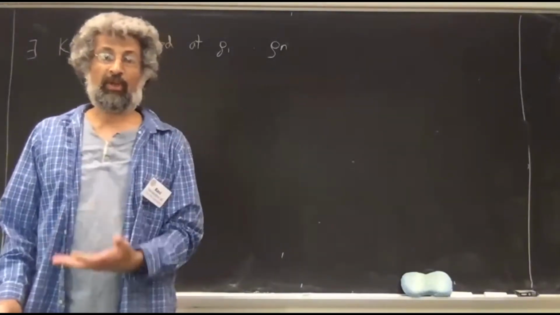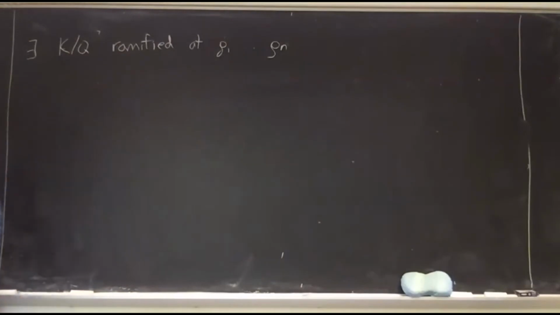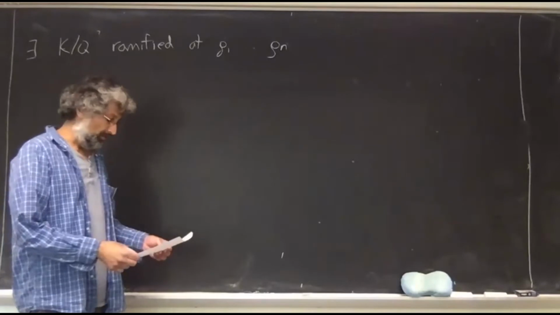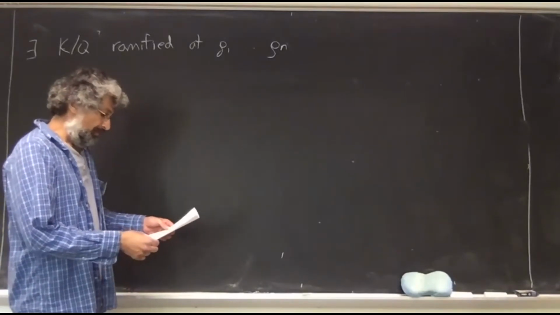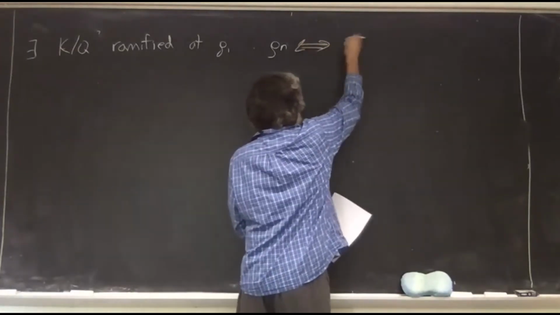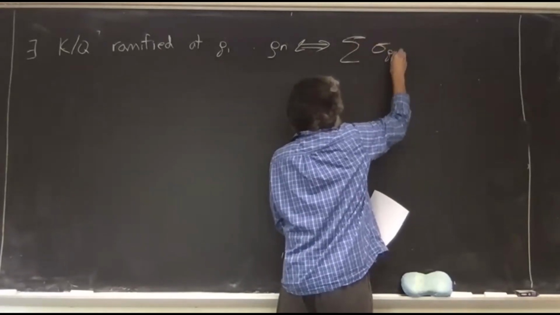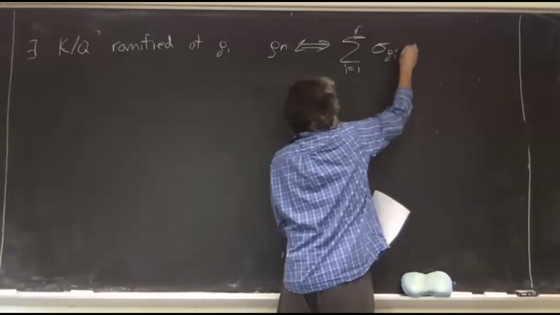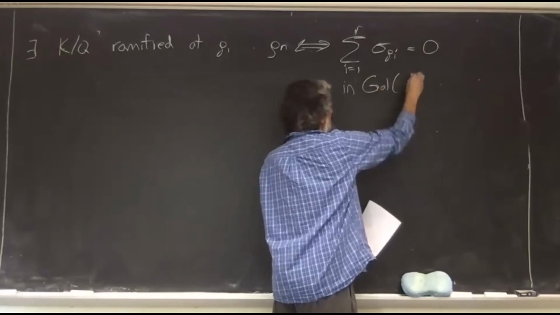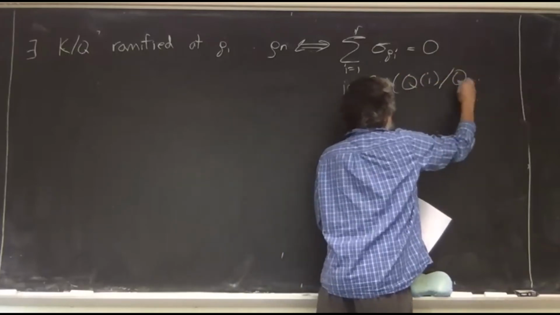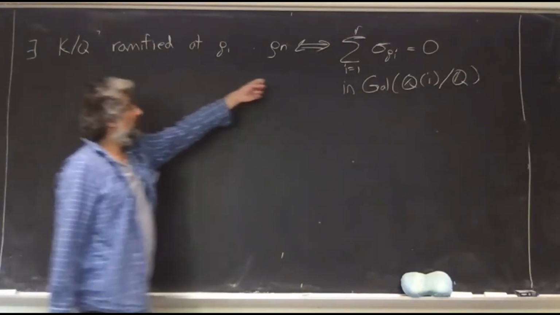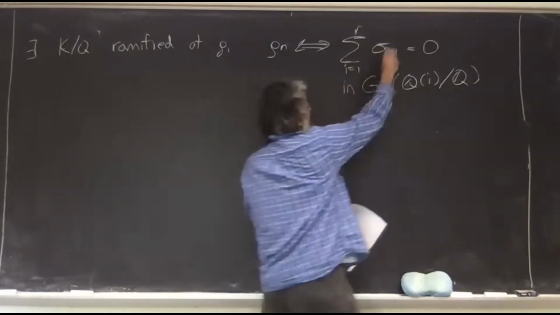So when I'm working with a number field K, there could be several different infinite places. Just bear that in mind. That's only relevant when P equals 2, when we're doing quadratic extensions. Ramified at these, if and only if this equation holds. Now, I have to talk about what is sigma sub p of I. This is a Frobenius.